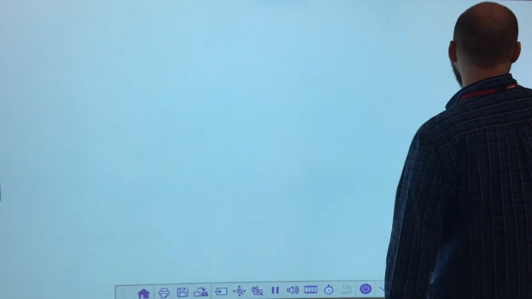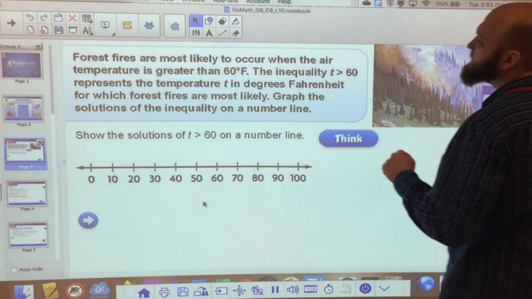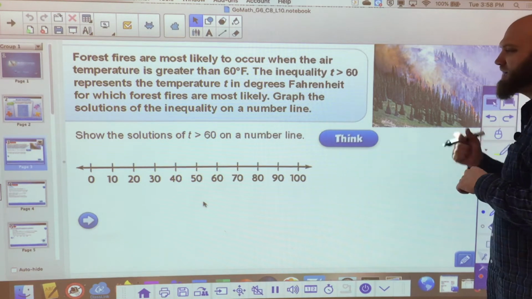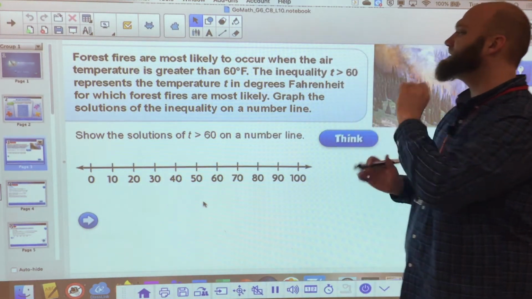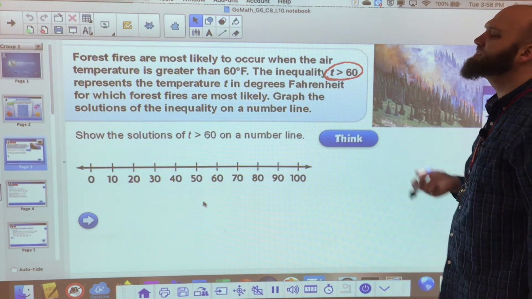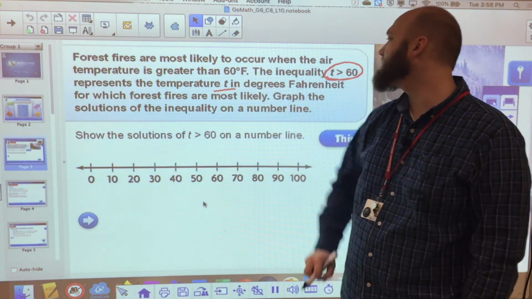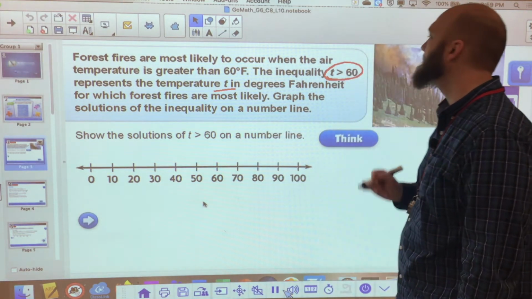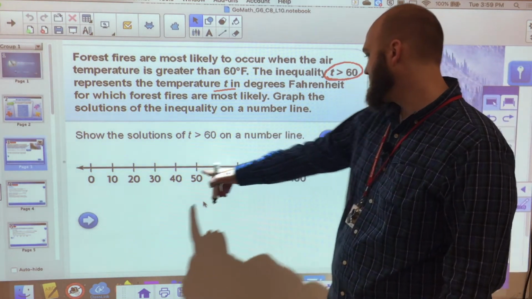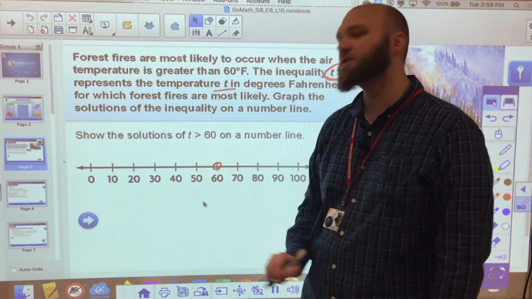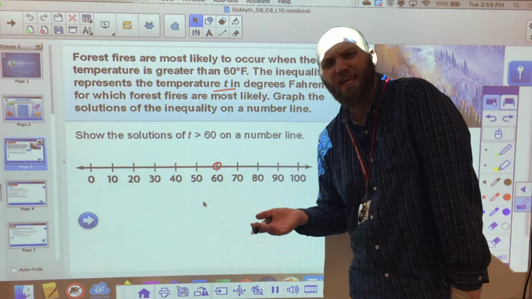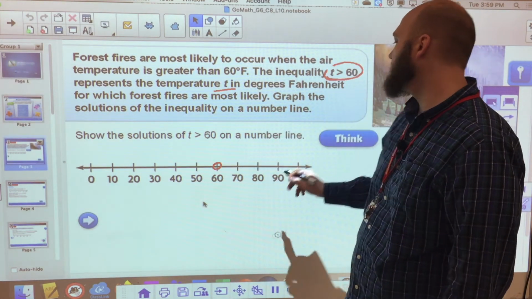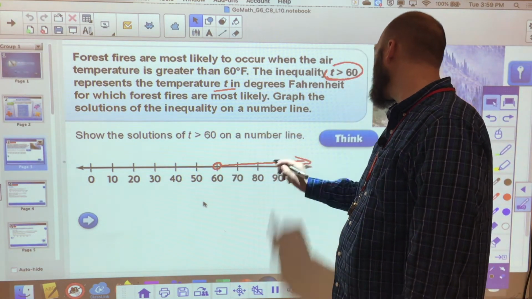What does that look like in your book? Forest fires are likely to occur when the air temperature is greater than 60 degrees Fahrenheit. The inequality T is greater than 60 represents the temperature T in degrees Fahrenheit for which forest fires are most likely. Graph the solutions to the inequality on a number line. Okay, so the number I'm starting with, 60. Make yourself a circle. Always start there because you can color it in later. Just make an empty circle. We want to keep it empty. Inequality, T is greater than. So I know that I want my arrow going this way.